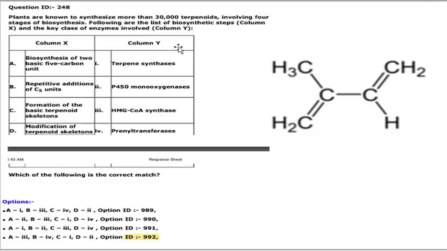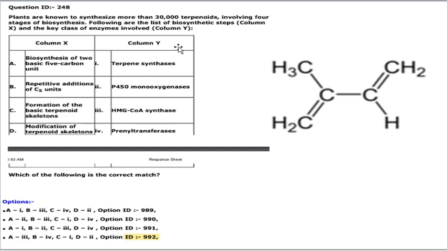Okay. Next, with respect to the biosynthetic pathway of terpenoid, friends. They have given a list of things and they are asking which enzyme is involved. So while studying for the upcoming CSIR examination, please note the enzymes of the biosynthetic pathway. Generally, we skip the enzymes and all, friends. So please make a note of it. Biosynthesis of the two basic 5-carbon units, that is synthesis of the isoprene unit, is done by the HMG-CoA synthase enzyme.